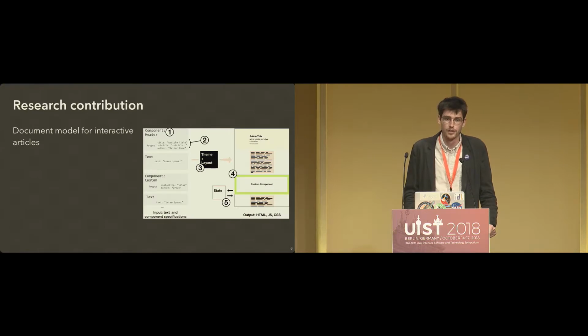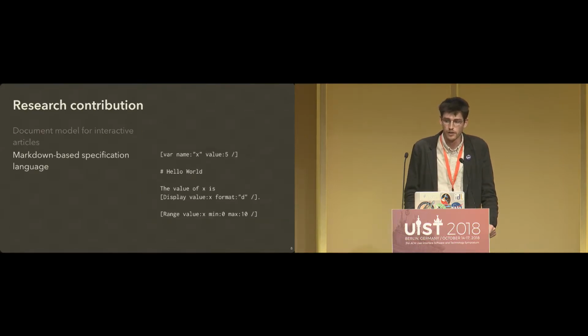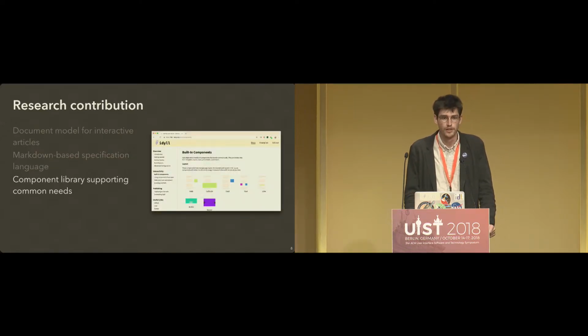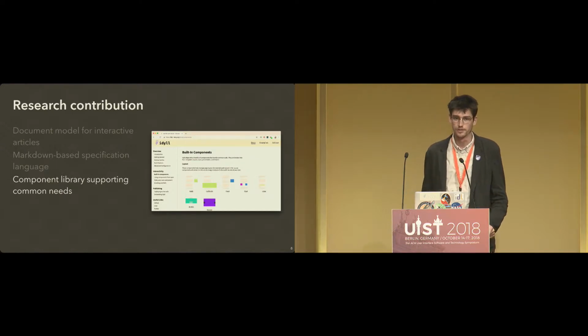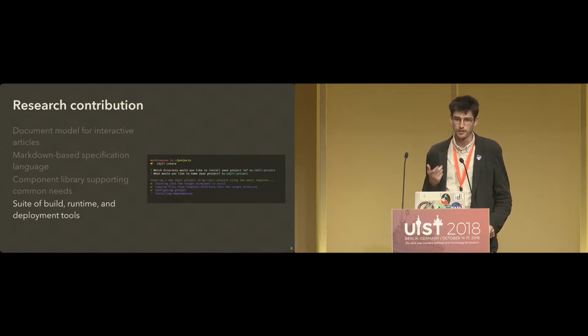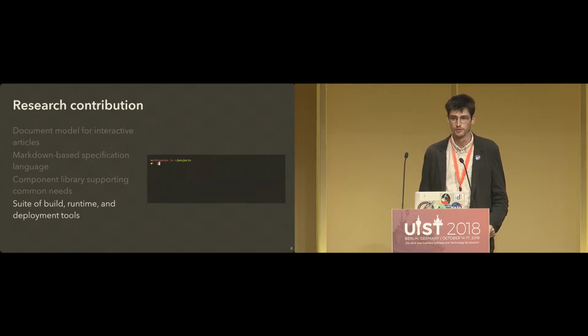At a high level, we created a document model for interactive articles. We created a Markdown-based specification language that implements this model. We created a component library that supports a lot of common design tasks, based on a corpus of articles in this format. And we also created a suite of build, runtime, and deployment tools to make it easy for non-expert programmers to incorporate best practices in web development and deployment into their work.